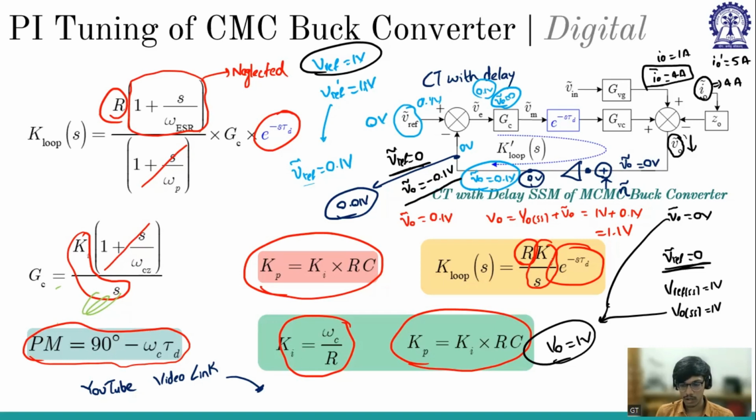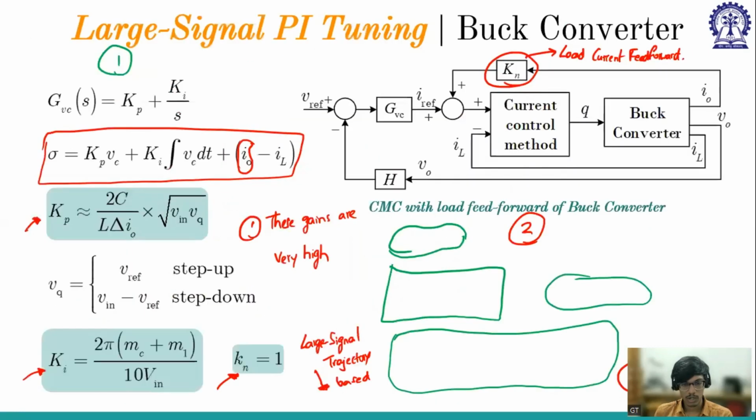With large signal tuning we can make it much faster, depending upon the control technique; there are different control techniques which are not discussed. One such technique is the large signal trajectory based control technique that was discussed, but there are several other nonlinear control techniques which can also be used, and which are not discussed because it is beyond this course syllabus. I hope your queries are clear.